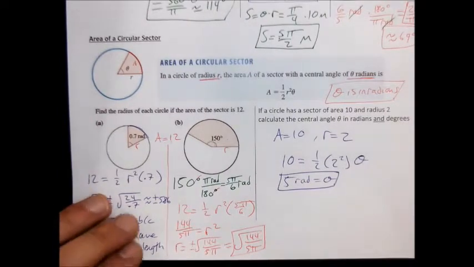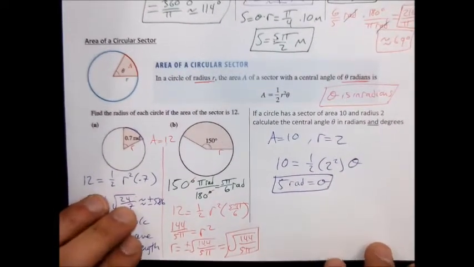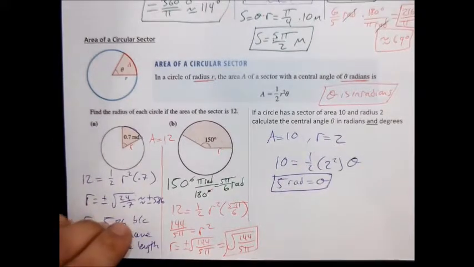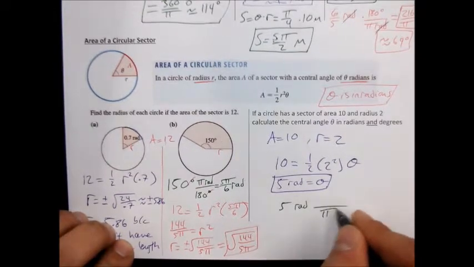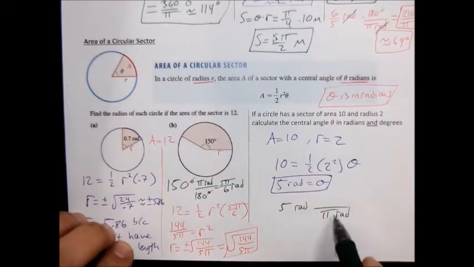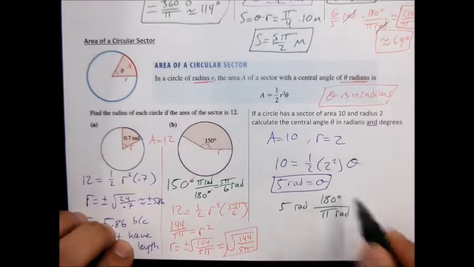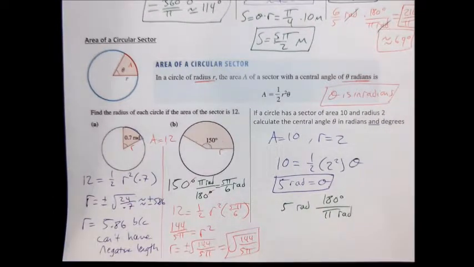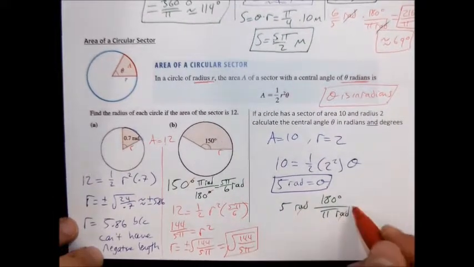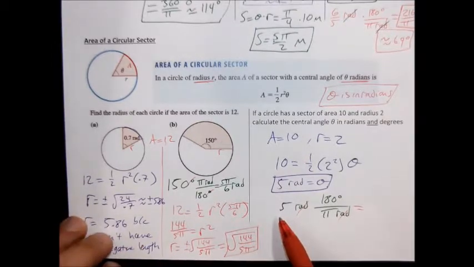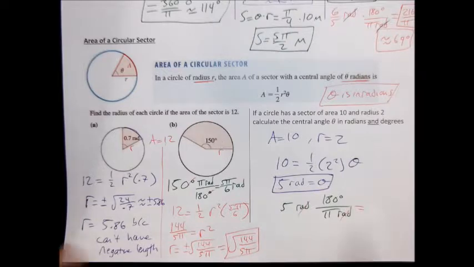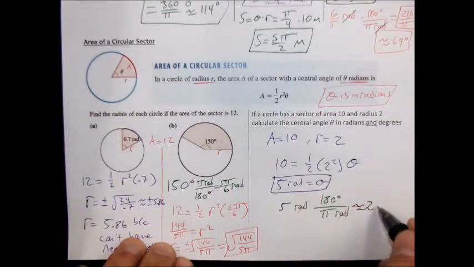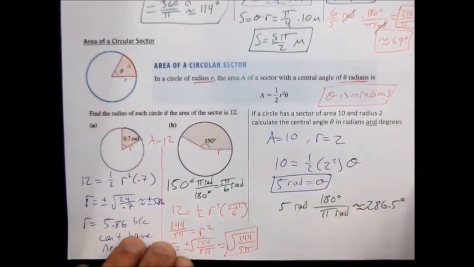And then if we want to change that into degrees, we want to cancel the radians and give it degrees. So we take the 5 radians, we want to divide by pi rads, because those will cancel, and then we want to give it the degrees by multiplying by 180 degrees. So these guys cancel, and this becomes something. I've got an approximate answer. This is approximately 286.5 degrees.